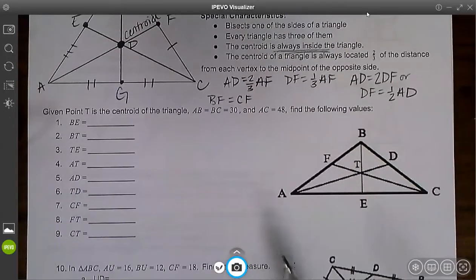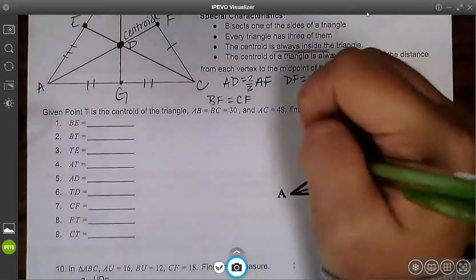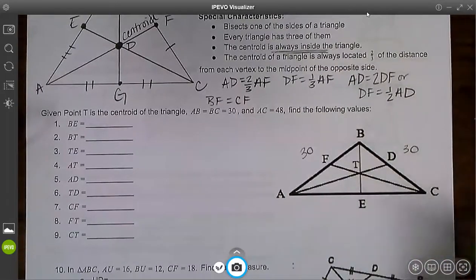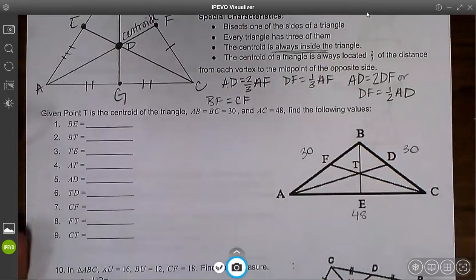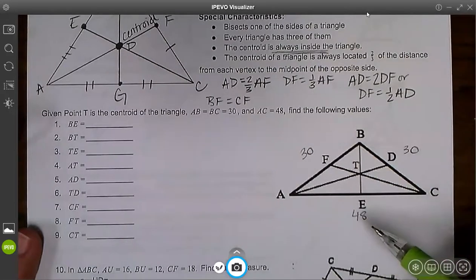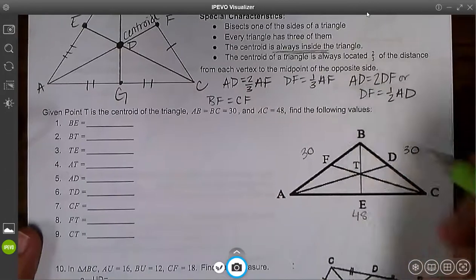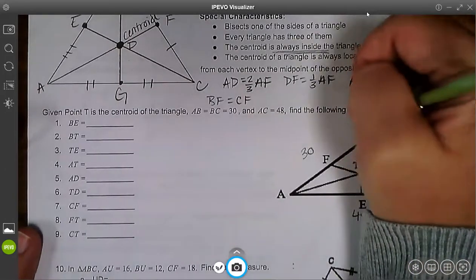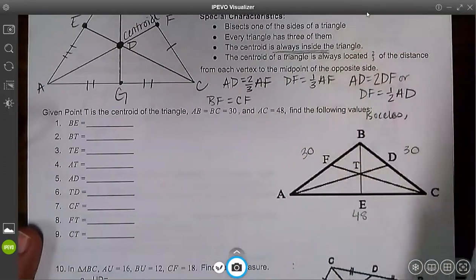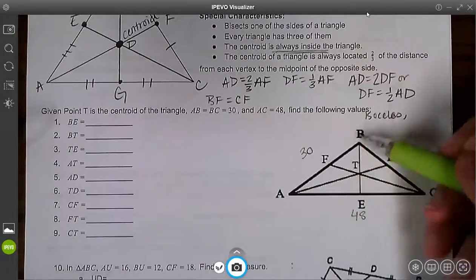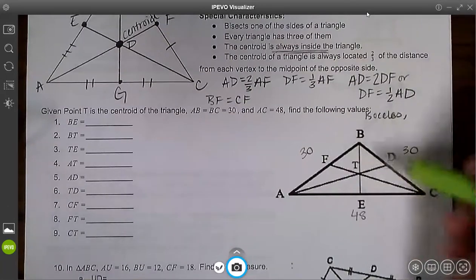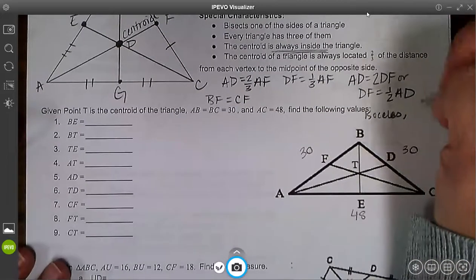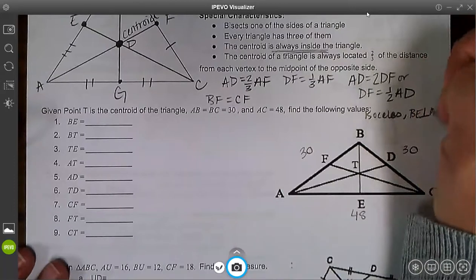So, given that point T is the centroid of the triangle, and AB equals BC equals 30. That means both of these sides are 30. And AC is 48. Find the following values. All right, so we have BE. We are going to use the Pythagorean theorem to find BE. Because this is an isosceles triangle, the medians are perpendicular. So the median from the tip of the same sides to the opposite side is perpendicular. That means BE is perpendicular to AC.